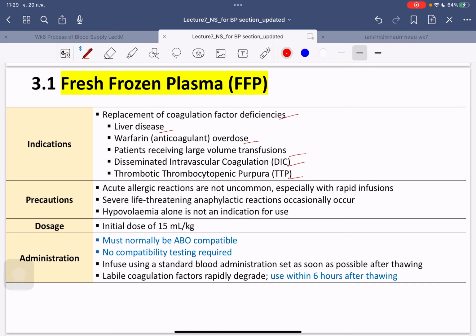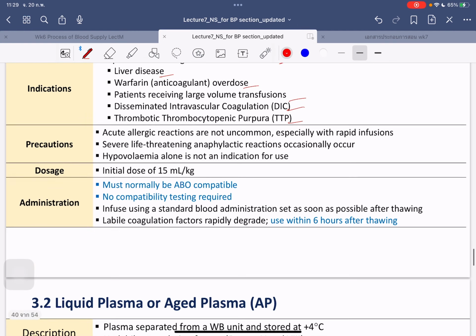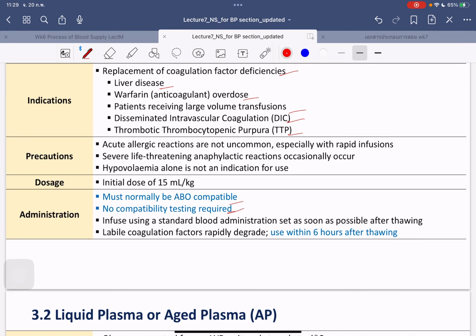The important thing that you have to consider when giving FFP to the patient is that every person has a different protein composition in the blood. If you transfuse your protein to another person, you expect that it should be the same, but sometimes it's not. It can induce an allergic reaction in the patient, or in severe cases, it can induce an anaphylactic reaction, and the patient is going to die. So when you give FFP to the patient, it should be ABO compatible. And no compatibility testing is required. You're going to learn it next week, don't worry about it.